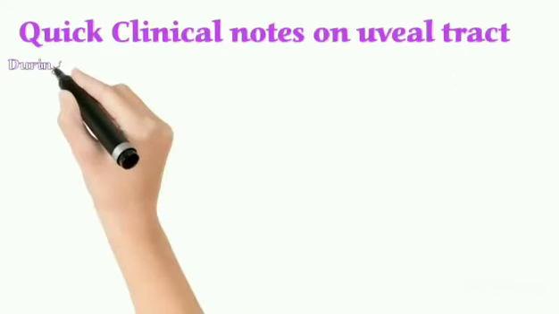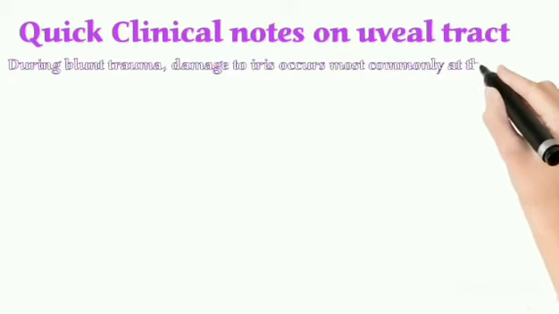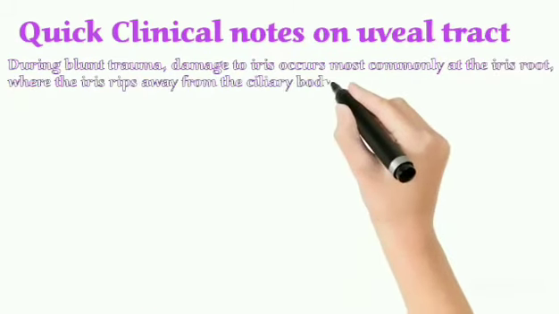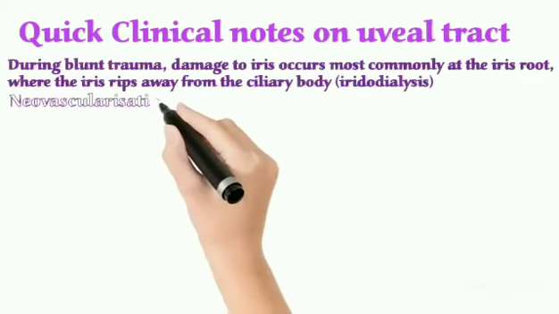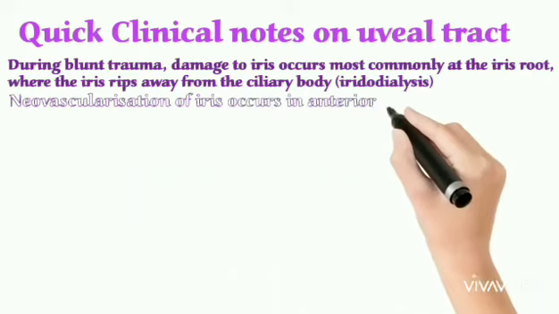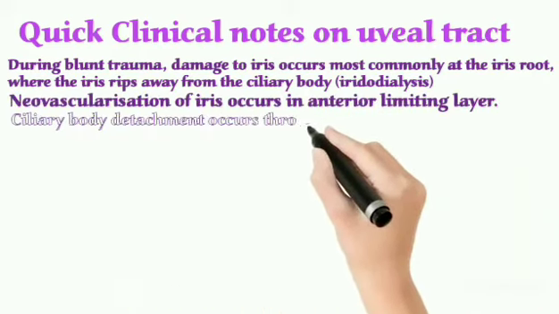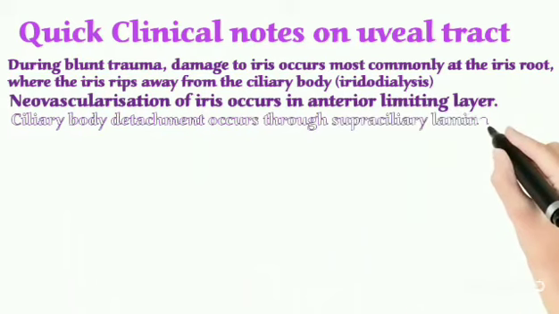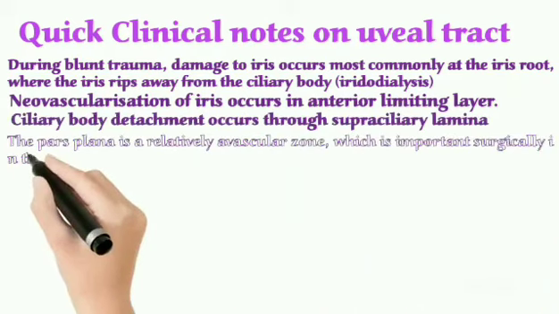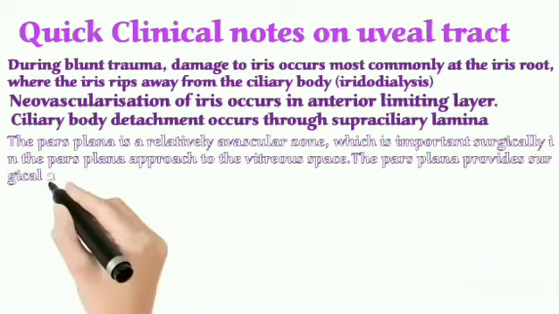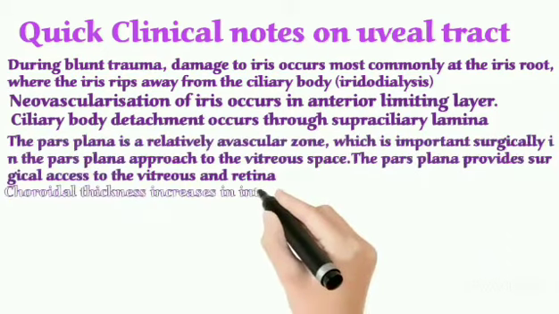Now a quick clinical review. During blunt trauma, the iris gets detached at the iris root, which is called iridodialysis. In rubeosis, the neovascularization occurs at the anterior limiting layer of the iris. The ciliary body gets detached through the supraciliary lamina. Pars plana is an avascular space and is an important surgical landmark for vitreoretinal surgery.